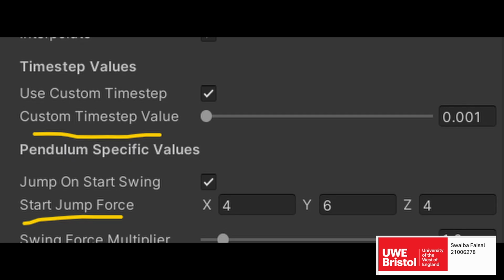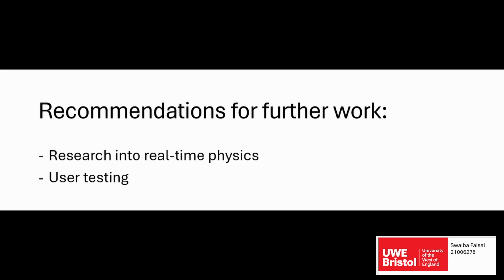For example, it is not entirely clear when variables are being used in the simulation and when they are not, as with the start jump force and the custom time step. In hindsight, adding some form of progressive disclosure, such as graying out the variables when they are not being used in the simulation, would have been an adequate way to solve this issue.